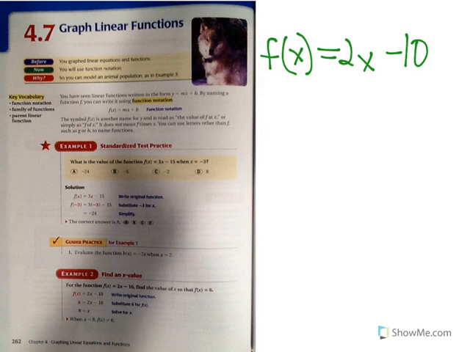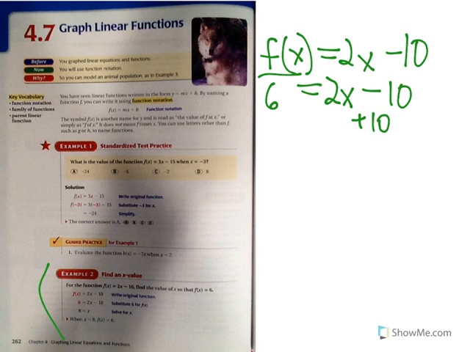Now in this next problem, it says, for the function f of x equals 2x minus 10, find the value of x so that f of x is equal to 6. So what we're going to do is set this term right here equal to 6, and now we're just solving the equation. We add 10 to both sides, and we end up with 16 is equal to 2x.